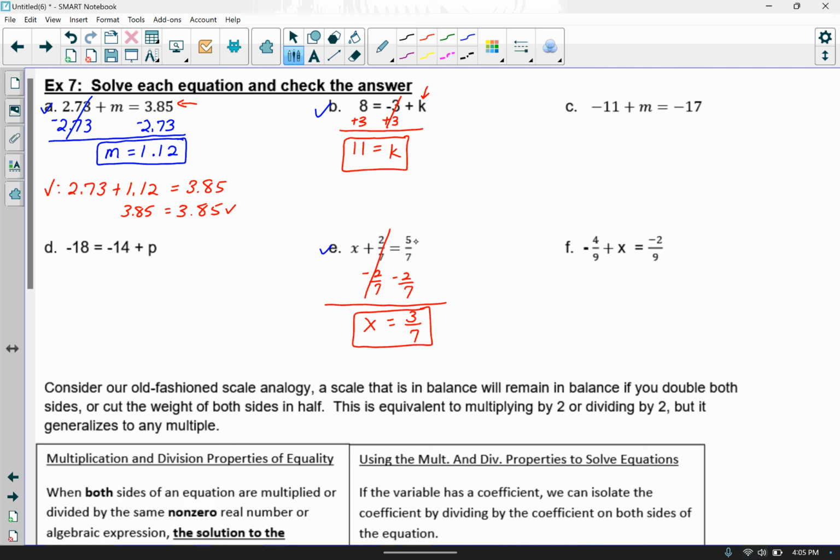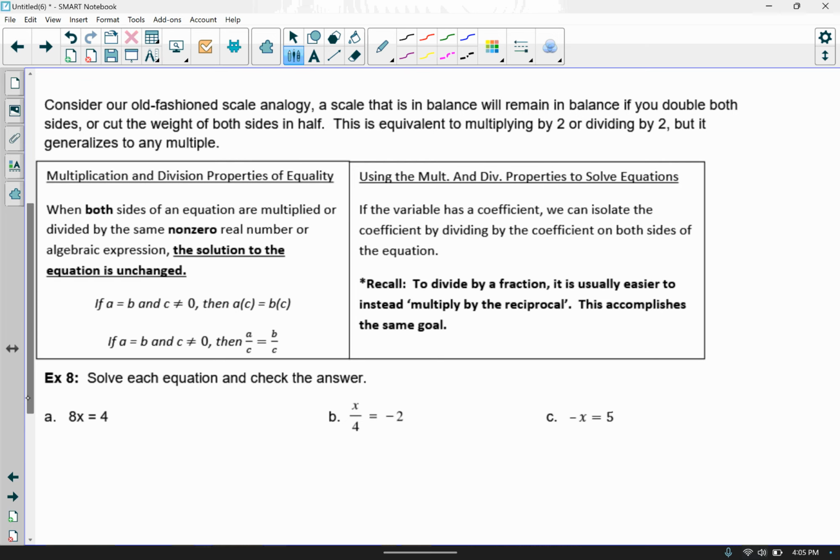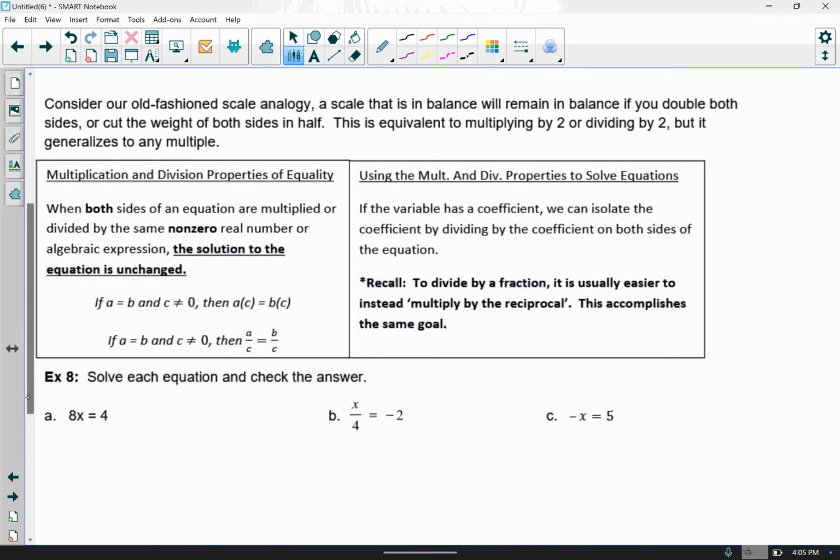Okay. All right, so let's move on down then to our next piece where we're looking at our multiplication and division properties. Still with that same idea with our old-fashioned scale. Whatever you do to one side, do to the other. So if you multiply one side by something, then you got to multiply the other side of the equals mark by that same value. Likewise, if you divide one side of the equals mark by a value, then you've got to divide the other side of the equals mark by that same value. Let's do A and B down here in example 8 together.